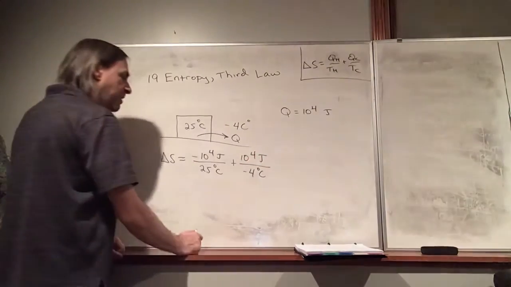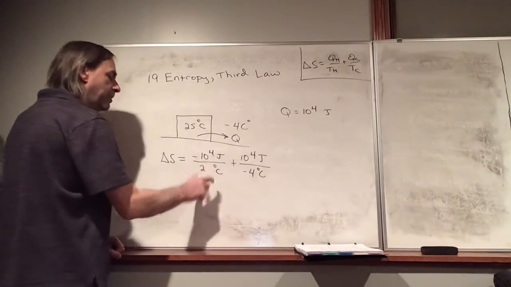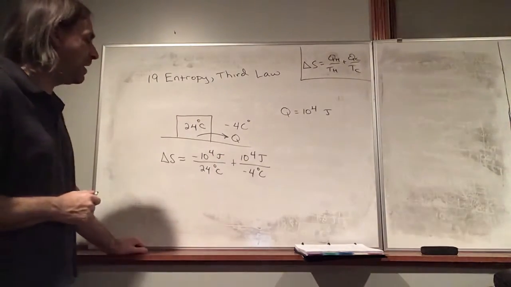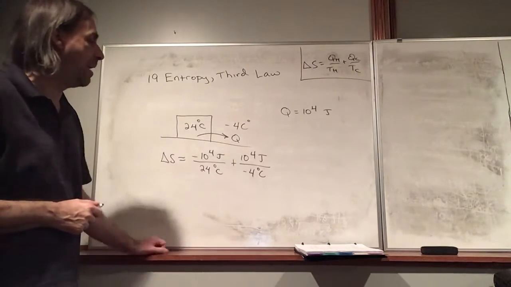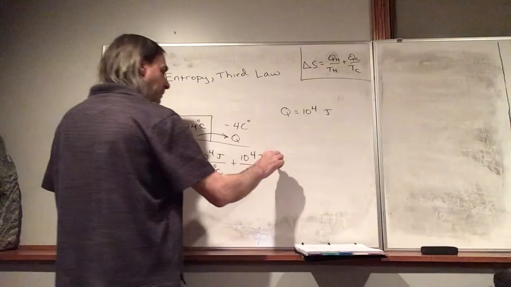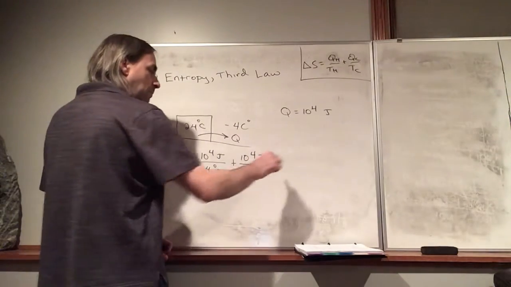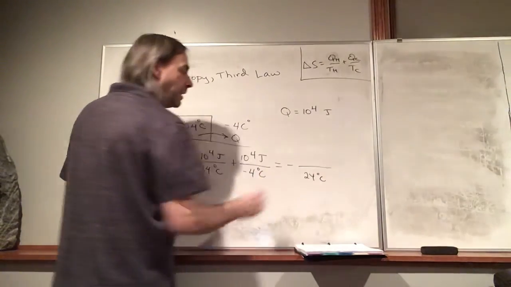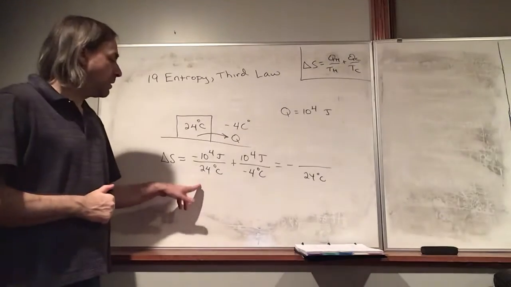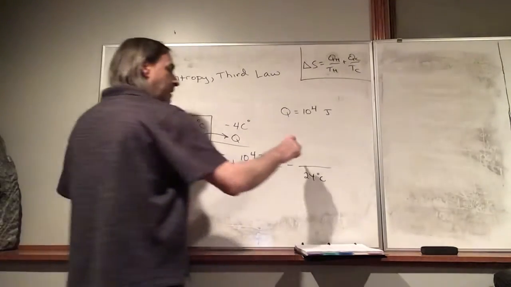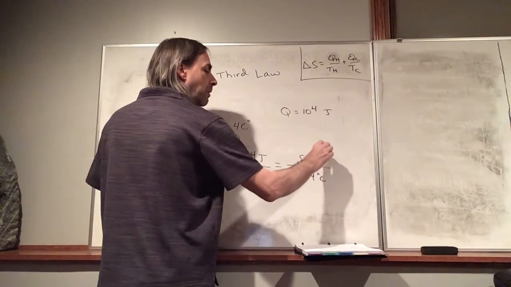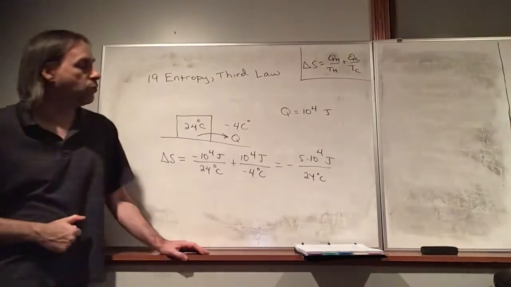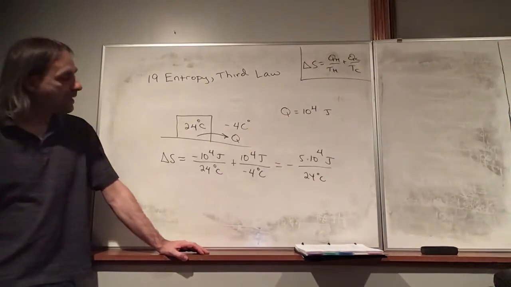You know what, I'm going to change this number. Let's make things a little bit easier. Let's just change this by 1 degree, so we can just multiply this by 6 to get a common denominator of 24 degrees Celsius. Here we had 6 times 10 to the 4th minus 1. If we do this calculation, we get minus 5 times 10 to the 4th joules over 24 Celsius degrees.